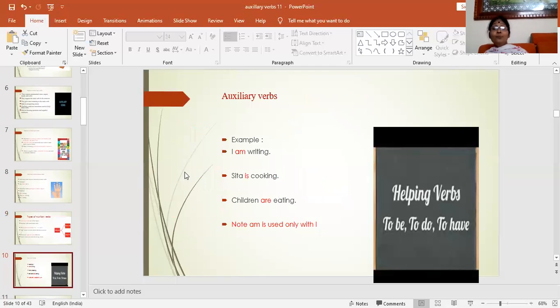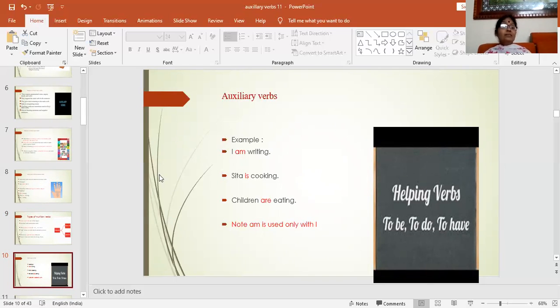For example, how do we use these in our sentences? For example, I am writing. Sita is cooking. Am is our be form verb, right? Is is our be form verb. Children are eating. Be form verb, right? Or Radha was writing. They were sleeping. Past tense, right? Now note that am is used only with I.